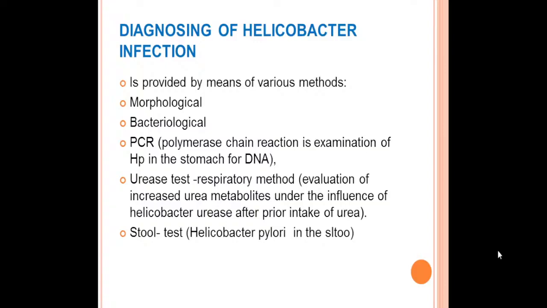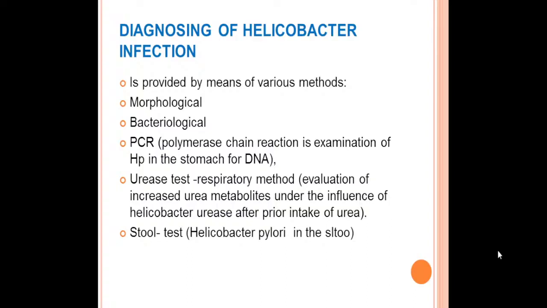The bacteriological method is culture in a special laboratory, but it is not available in every hospital. Very popular now is polymerase chain reaction, PCR, an examination of Helicobacter pylori in the stomach for DNA. It has a high percent of positive results for Helicobacter pylori. The urease test and stool test have a low percent of correct investigation.